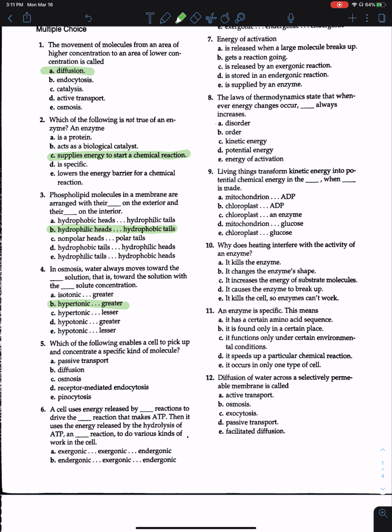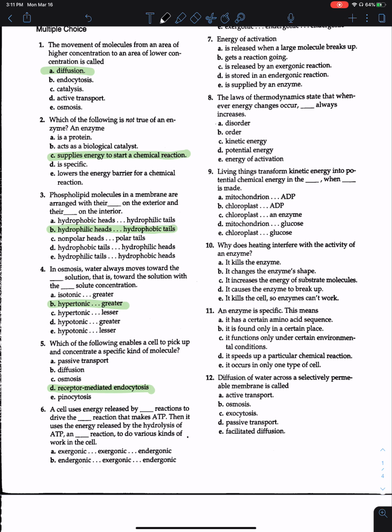All right, number five. Which of the following enables a cell to pick up and concentrate a specific kind of molecule? This isn't something we ever talked about in class, is it? The answer here is D, though I don't really expect you to know that. Don't worry about that one. On to number six. Oh, this is fun.